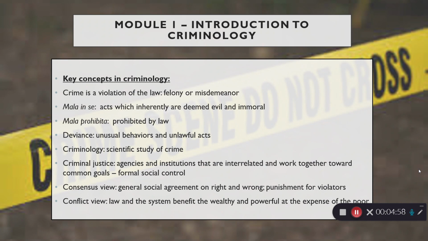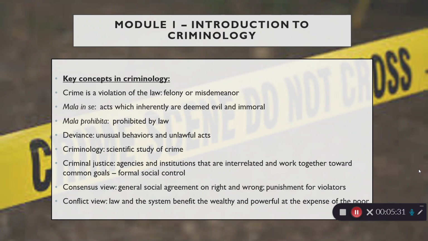Criminology is the scientific study of crime, similar to psychology, which is the scientific study of the individual's behavior. Sociology is the scientific study of society and groups. Biology is the scientific study of the natural environment, the ecosystem, that kind of thing. All right. So criminology specifically is the scientific study of crime. So that's what we are going to be doing in this class, and that is different from criminal justice.